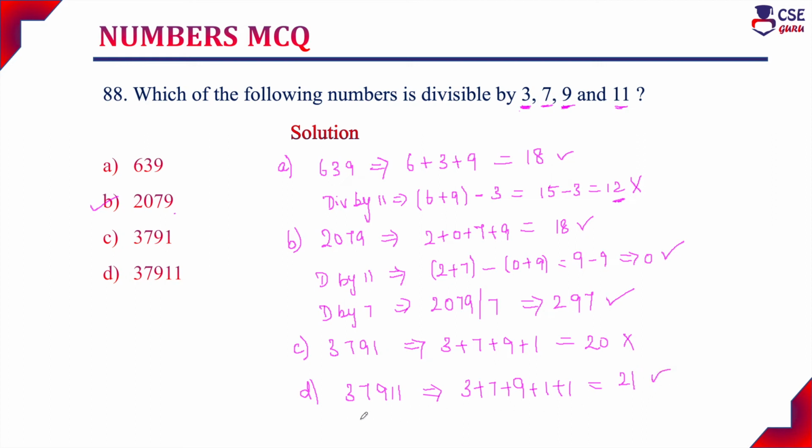Next, we need to check divisibility by 11. So the sum of the odd digits is 3 plus 9 plus 1 minus 7 plus 1. So 13 minus 8, it is 5. No, this is not divisible by 11. So the number divisible by 3, 9, 11 as well as 7 is option B, 2079.